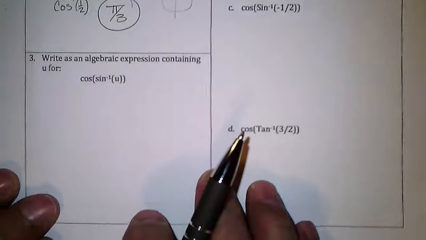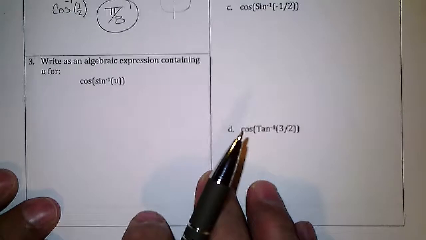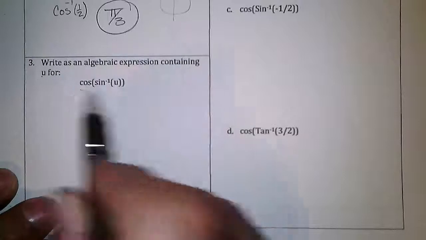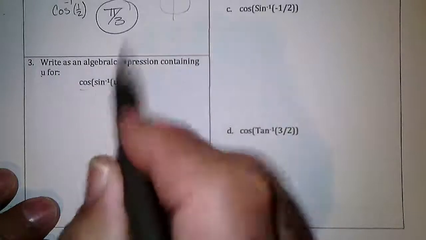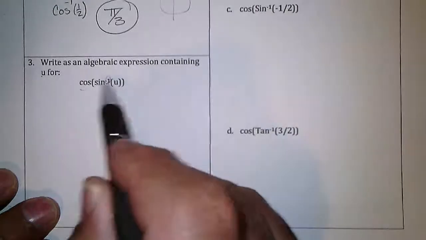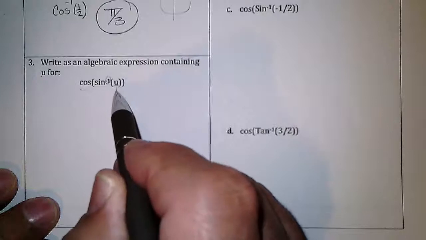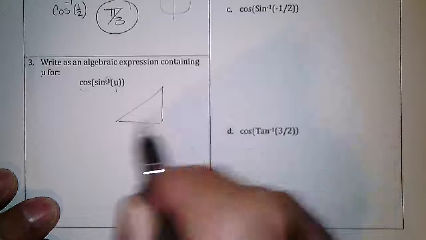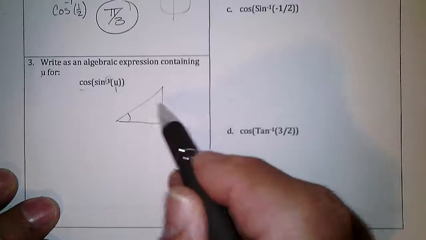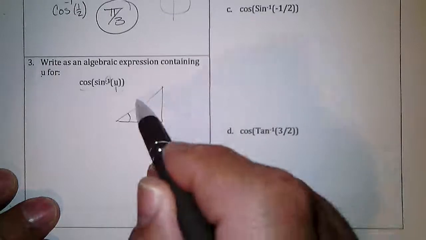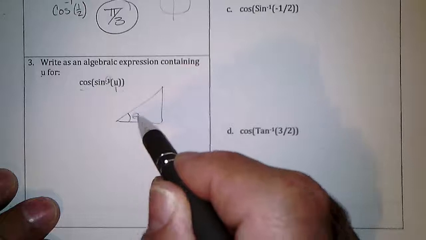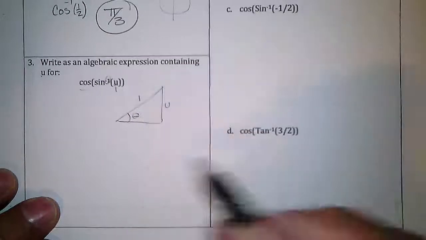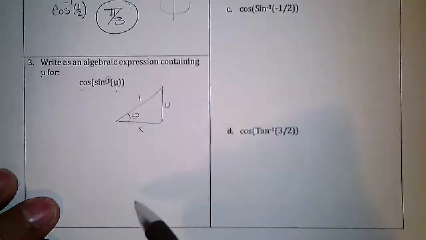Number 3 says write an expression for this containing u. This says there's an angle where the sine is u over 1. So I'm going to make an angle, and sine is y over r, or opposite over hypotenuse. So this is the angle that's going to have a sine of u to 1. I need to know this side.